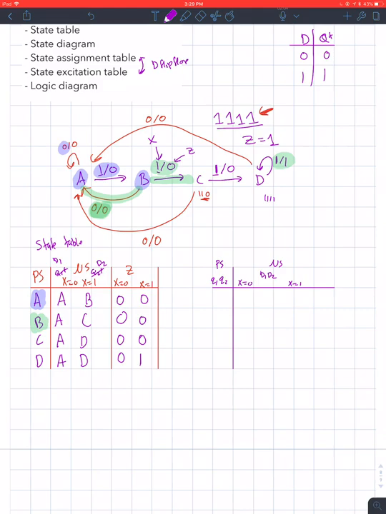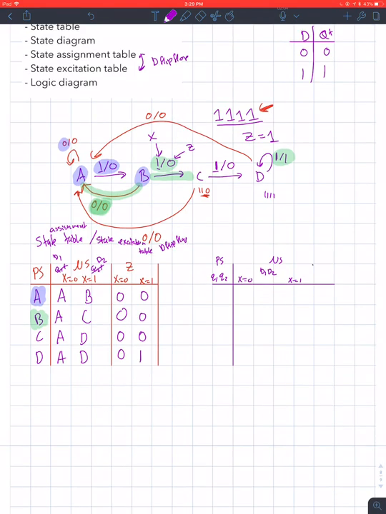Now this is my state table. Here's your state assignment table, and it's also my state excitation table for my D flip-flop only. I don't have to convert anything. Okay, so now going back to here. My Z has x equals 0, x equals 1. My Z never changes, so I'm just going to fill that out first. So 0, 0, 0, 0, 0, 0, 0, 1.